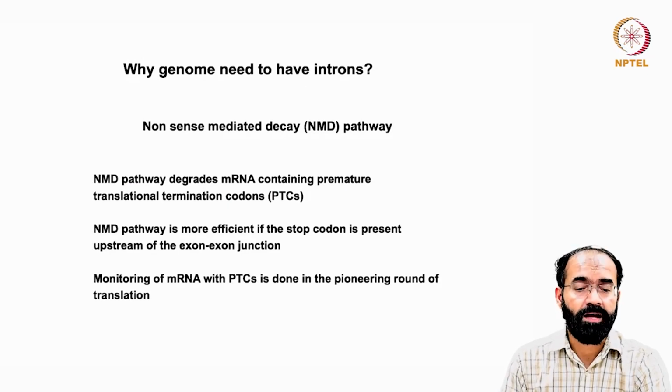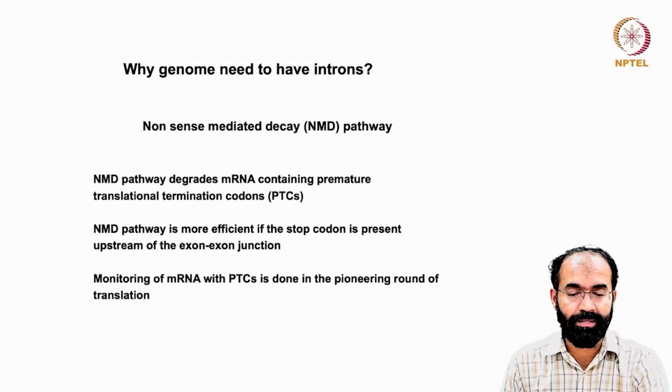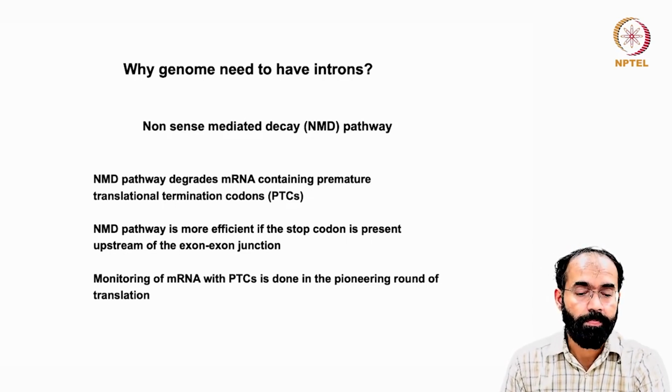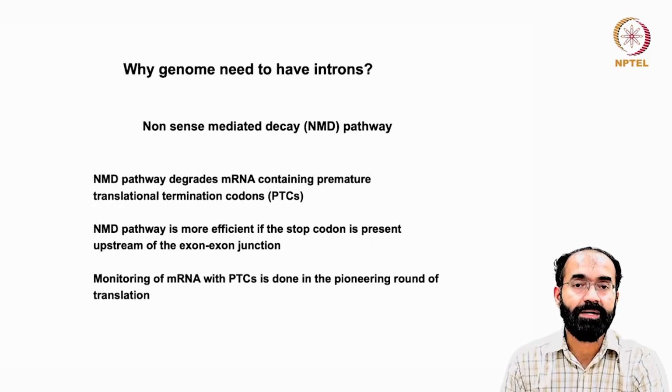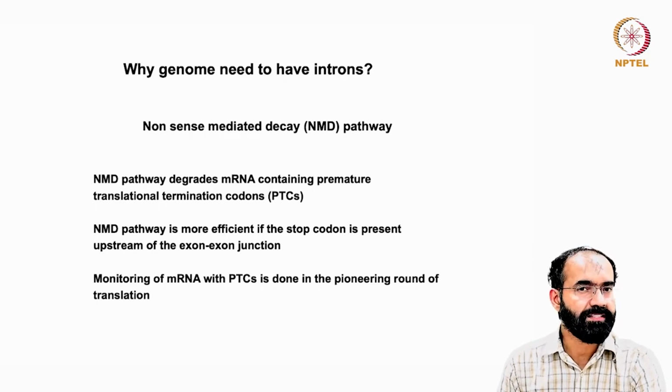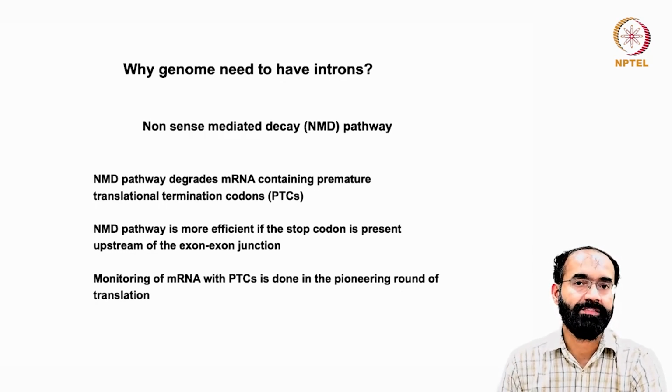Why does the genome need to have introns? We saw one such example, which is nonsense mediated decay. We will see in detail how it works. NMD, nonsense mediated decay, in short form we can call it the NMD pathway, degrades mRNA containing a premature translation termination codon. We have seen some examples like apolipoprotein B.